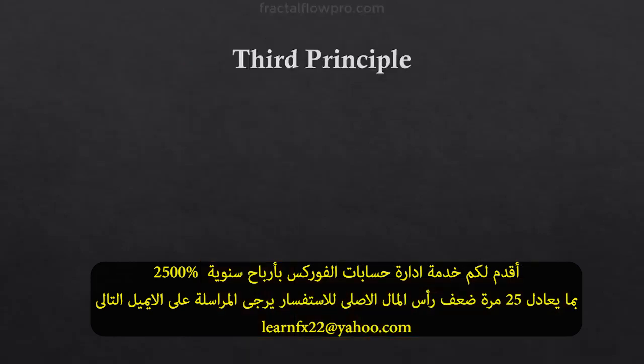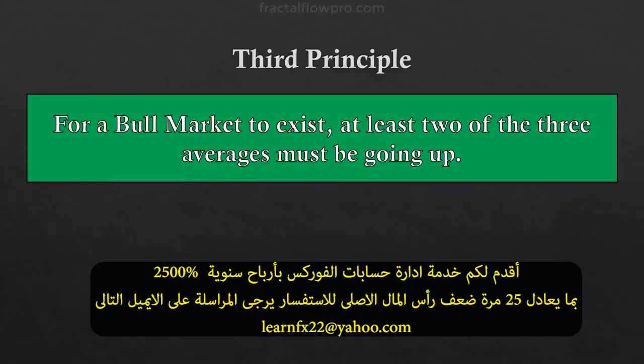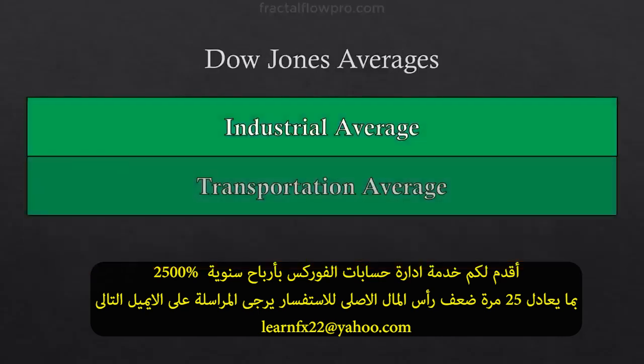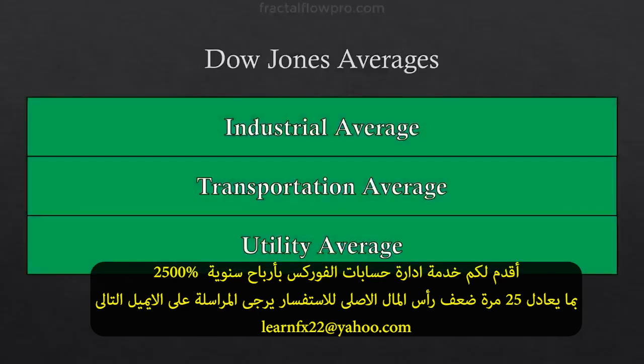The third principle in the Dow theory is called principle of confirmation. This principle states that for a real bull or bear market to exist, at least 2 of the 3 Dow Jones averages must be going in the same direction. The 3 averages are the industrial, transportation, and utility. Each average reflects a different sector of the economy.